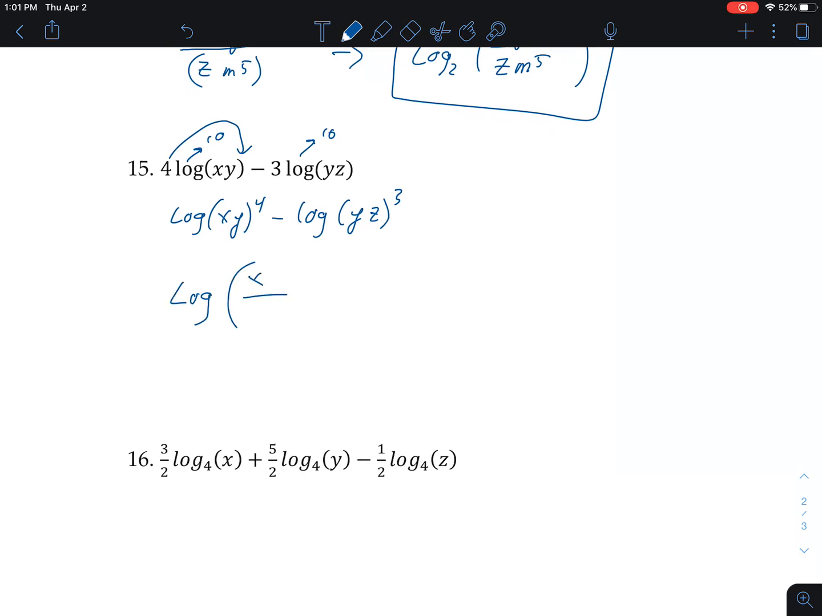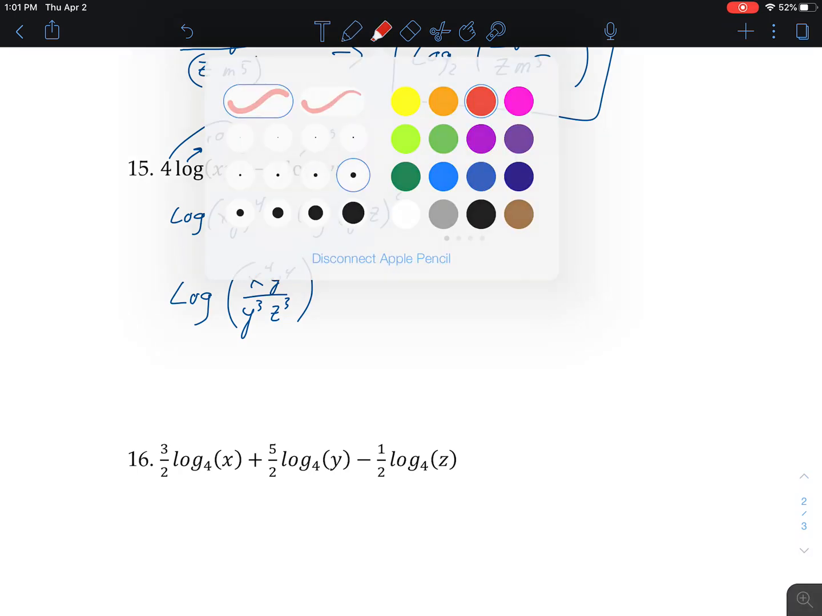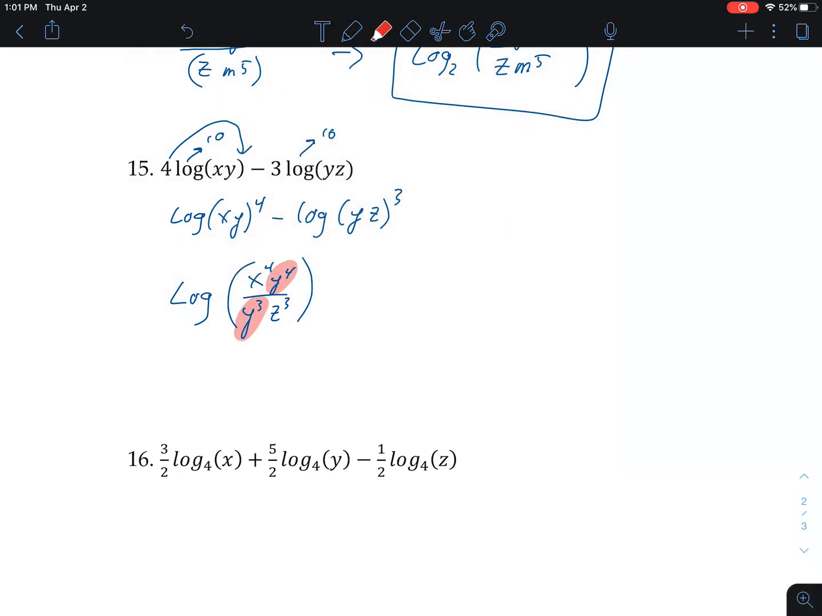Nice simple answer from here. X to the 4th, y to the 4th, y to the 3rd, z to the 3rd. We see a little thing happening right here, right? We have this y to the 3rd and this y to the 4th, bringing us back again to our rules of exponents that we saw in the first trimester. X to the 4th, z to the 3rd, but these y's I can simplify to just be a single y on top.